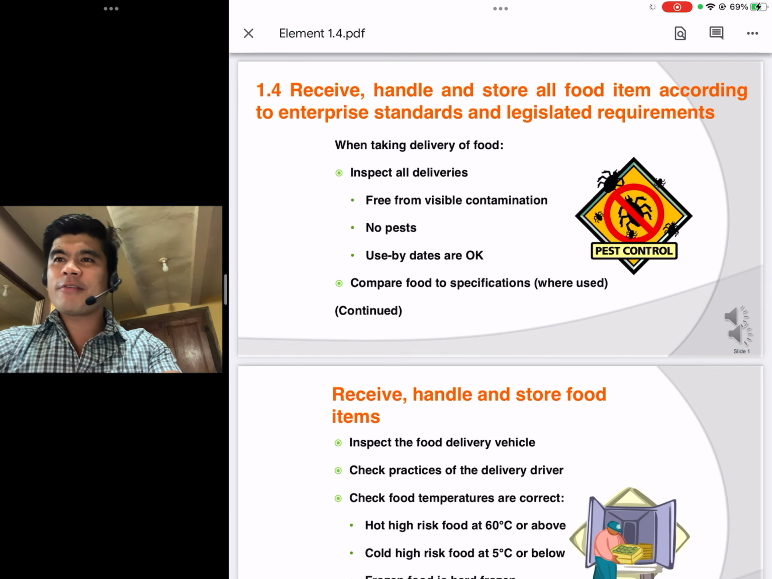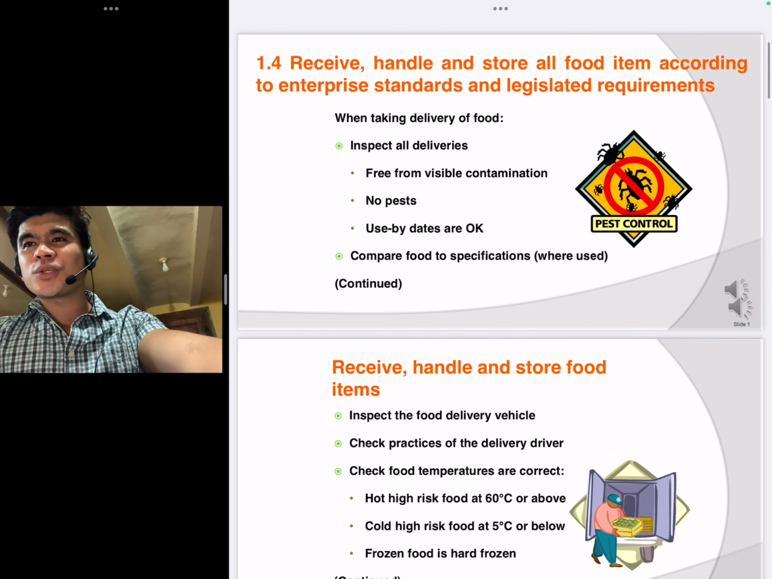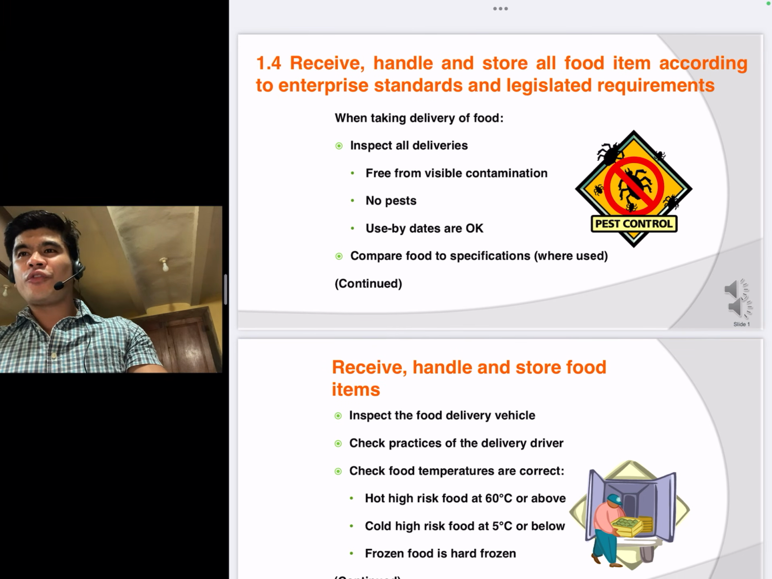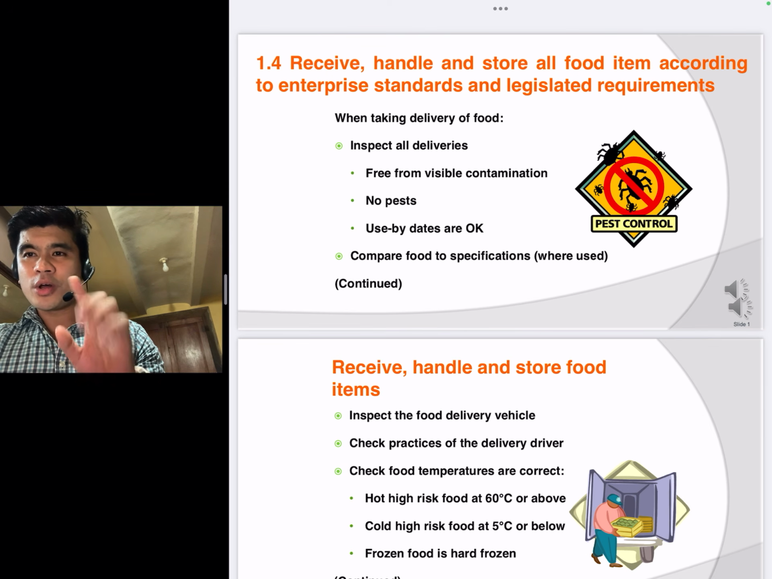Okay. Next, 1.4: receive, handle, and store food items according to the enterprise. I think I will come back.